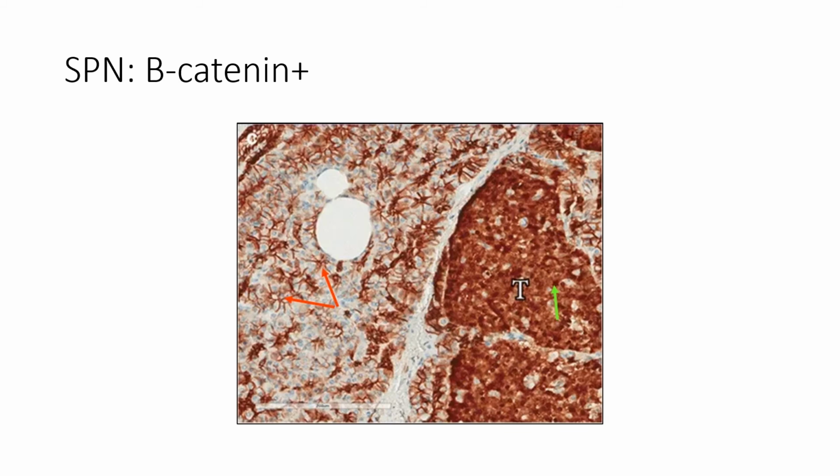And SPN is strongly positive for beta-catenin. So here in the tumor, we can see this green arrow shows strong nuclear positivity. But on the other hand, the surrounding normal pancreatic parenchyma has membranous positivity with beta-catenin, which is shown by these red arrows.